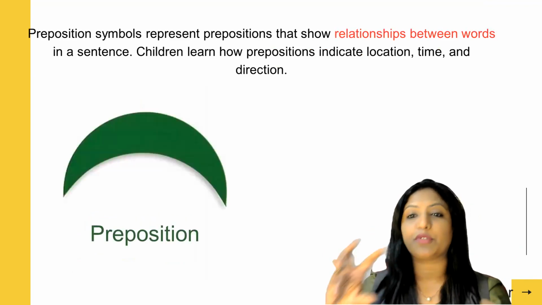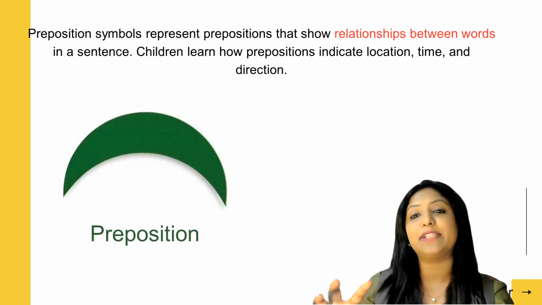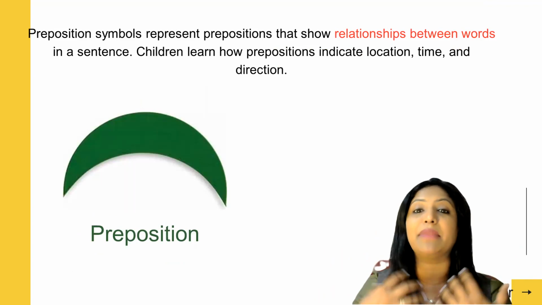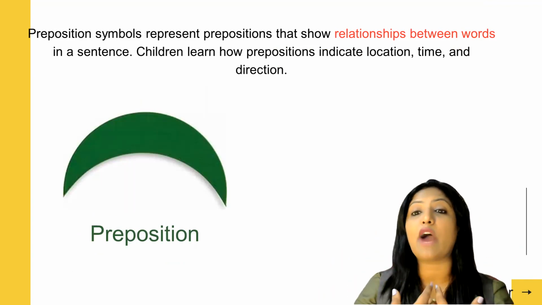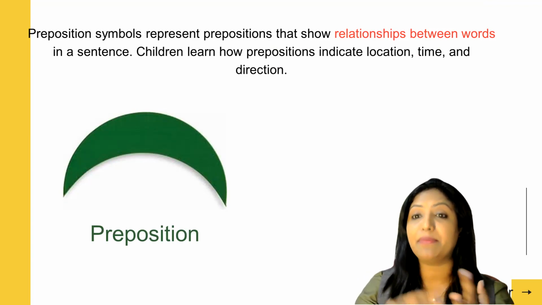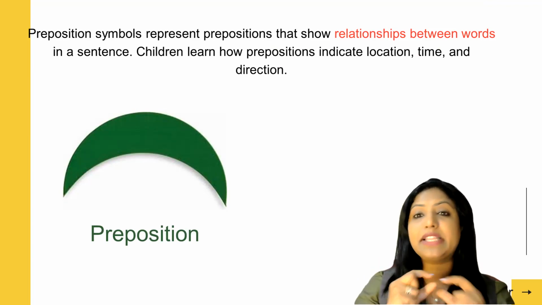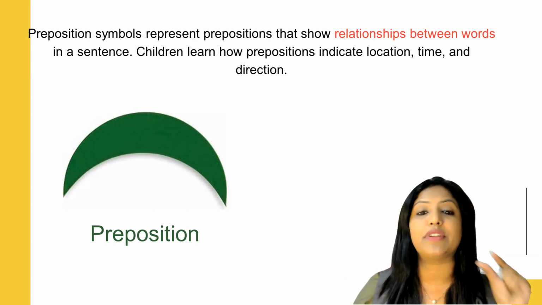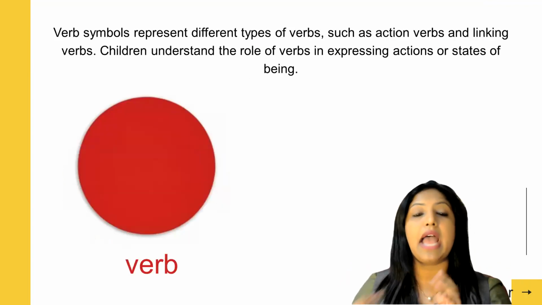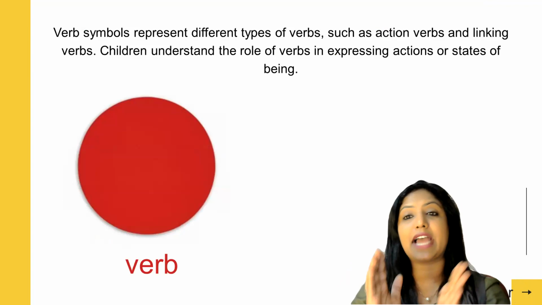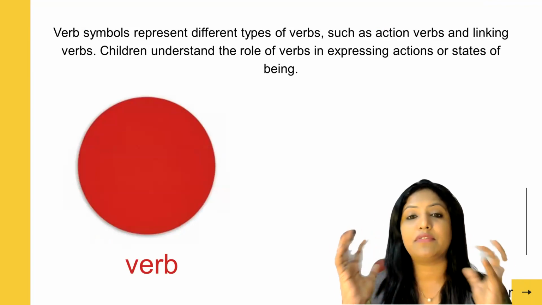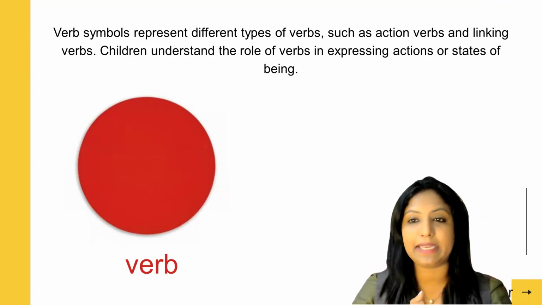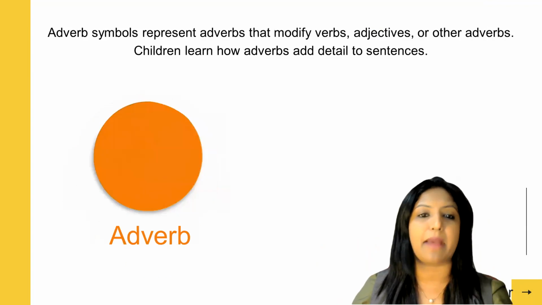When we are working on positional words, the preposition symbol is used to show how the relationships between words in a sentence can be constructed. Children learn how prepositions can indicate time, location, and direction. The symbol that we use in the grammar is a crescent. The green crescent is used to introduce prepositions for them. And the verb represents different types of actions, and the large red circle is going to represent it symbolically, and we would be using this in our grammar.